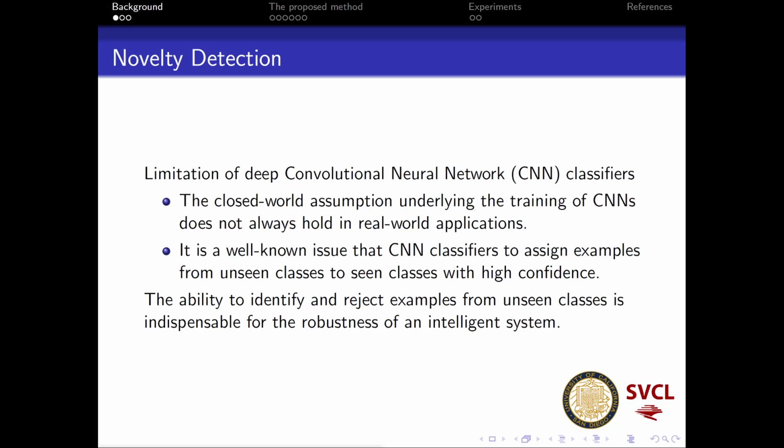For various reasons, the ability to perform novelty detection is of vital importance for deep Bayesian classifiers to be deployed in the real world. In this work, we focus on a special case of novelty detection, where seen and unseen classes can be from a common category. This case is especially challenging and referred to as fine-grained novelty detection.